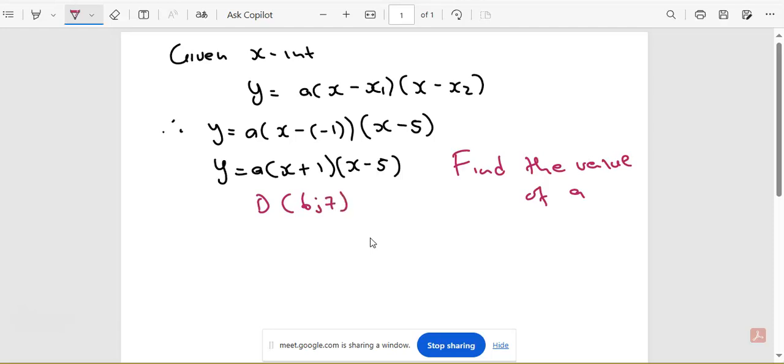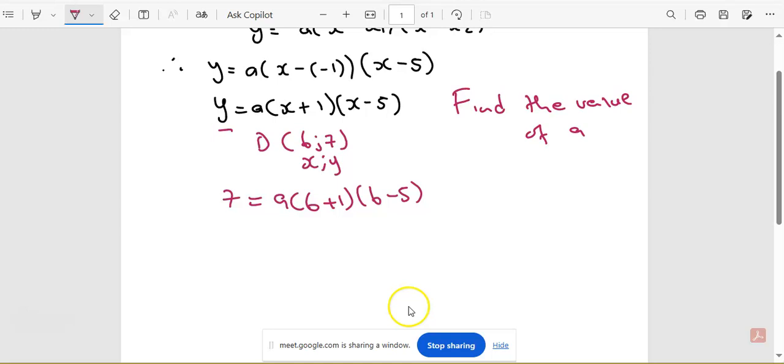Remember it is in the form of x, y. Where there's y, you're going to put 7. It equals a, and where there's x, you put 6. So it will be 6 plus 1 inside the bracket, 6 minus 5. Now 6 plus 1 is 7. It equals a. On the other side 6 plus 1 is 7, and the other bracket, 6 minus 5 is just 1. So this will give us 7 times 1, which is 7.